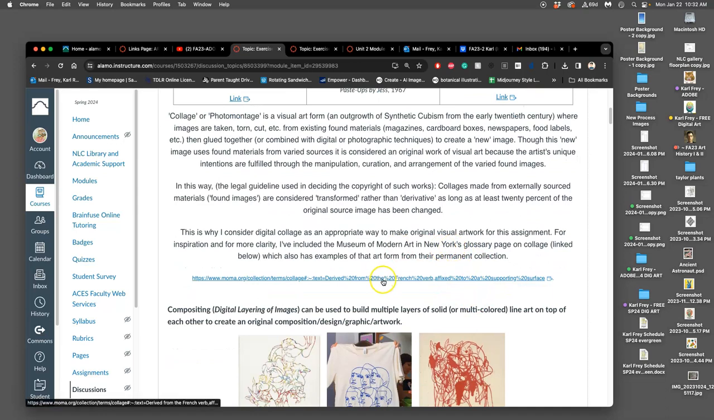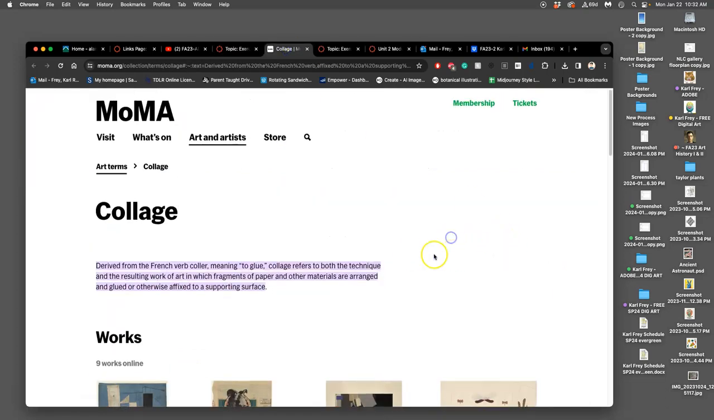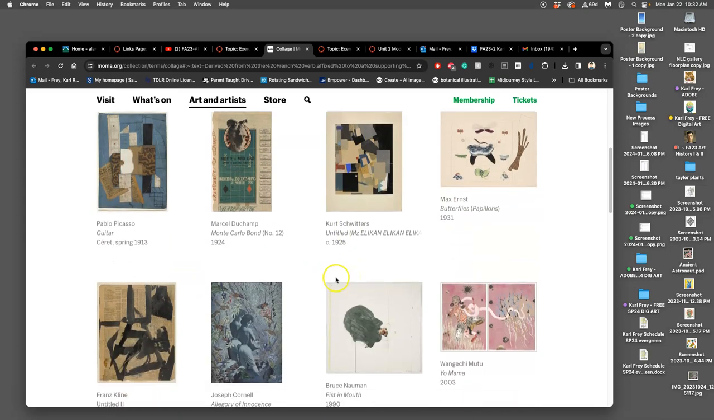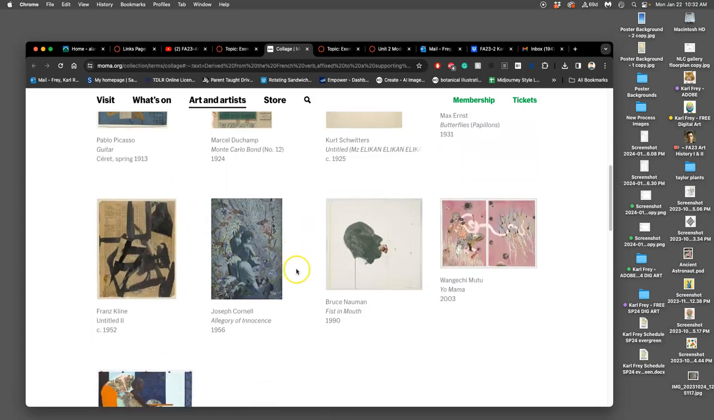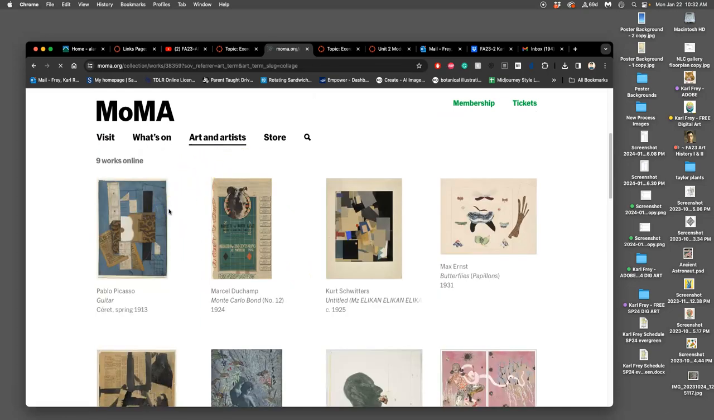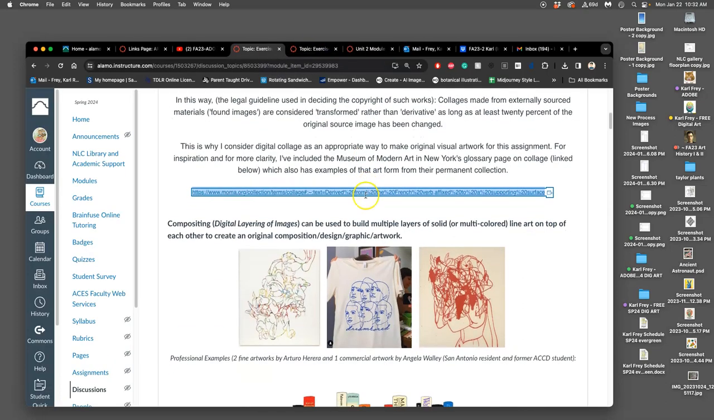And for a definition of collage, we can go to the Museum of Modern Art's database. And you can see all of the collages in their collection, right? Kurt Schwitters, Marcel Duchamp, Pablo Picasso, Max Ernst. All of these artists are not making original materials. They are instead arranging found materials to create original pieces. And it's still considered its own art form.